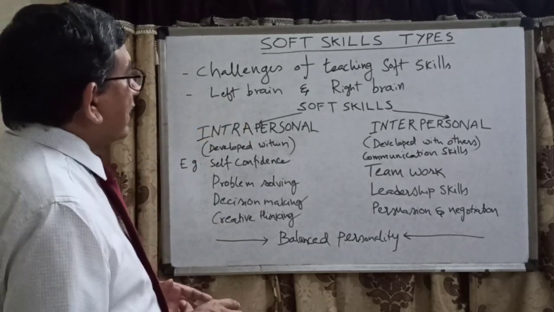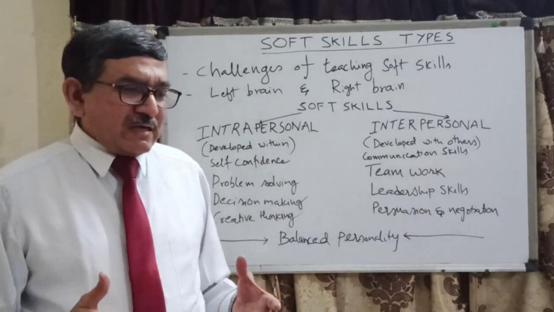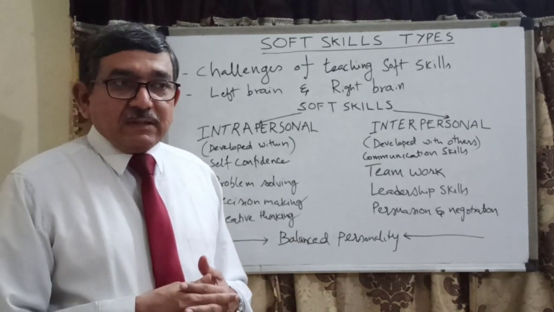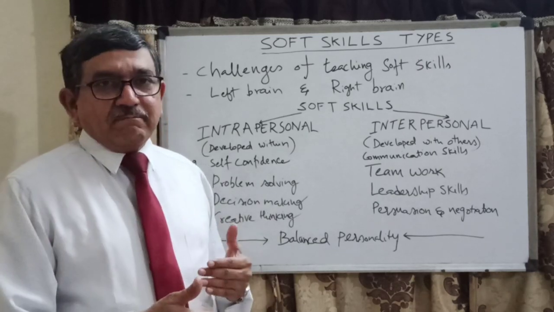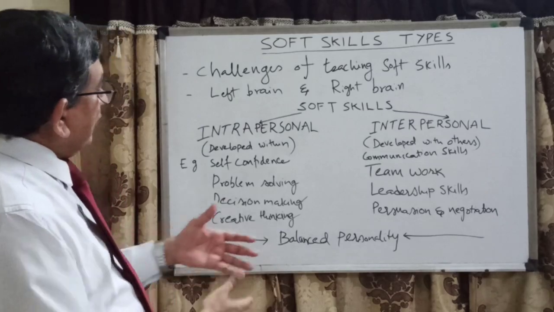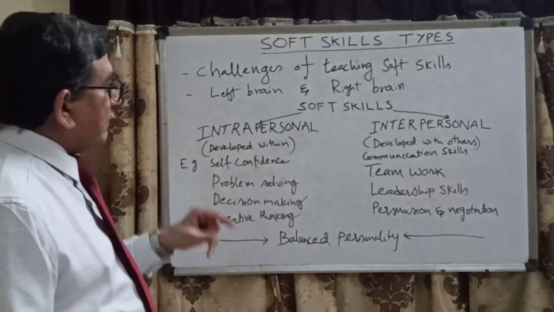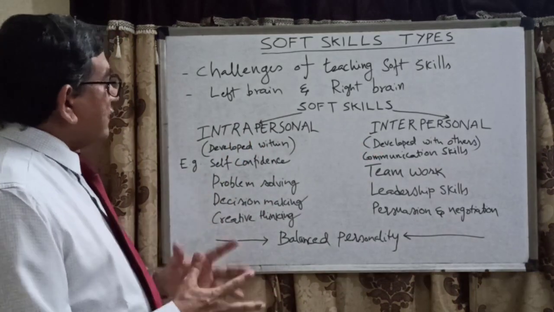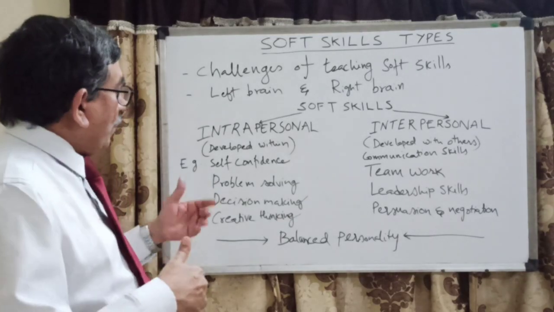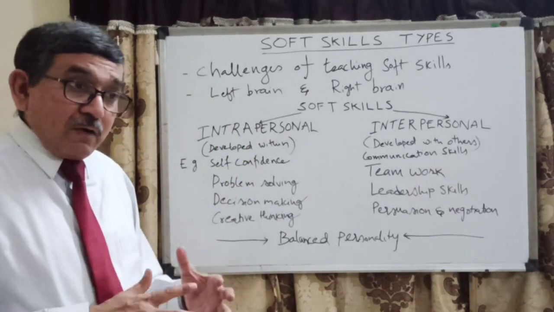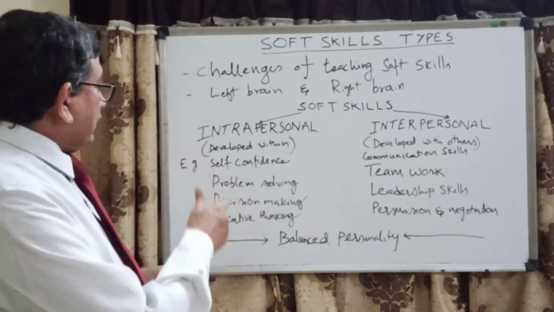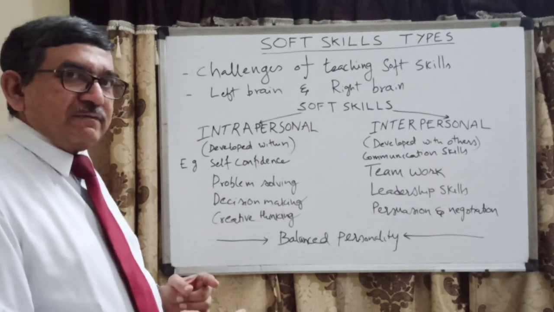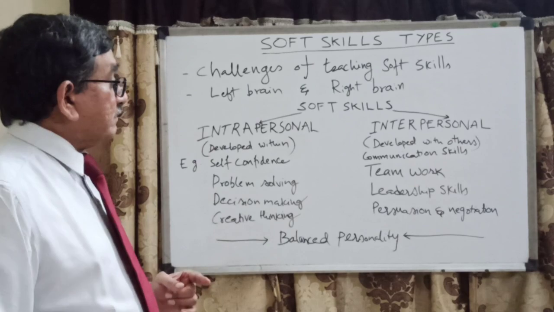So as far as soft skills are concerned, as I said, they are abstract things, invisible, but based on how you use them, how you process the information, we can divide them into 2: intrapersonal skills and interpersonal skills. Intrapersonal skills are developed within oneself without the help of others. If I take a decision to be self-confident, with practice I can become self-confident after some time through right practices.